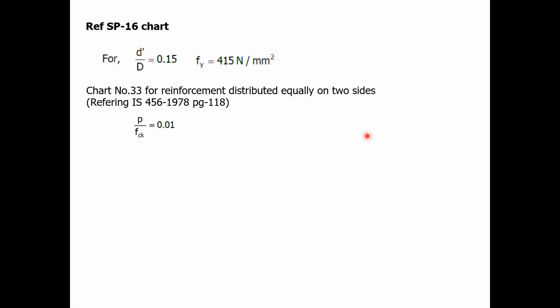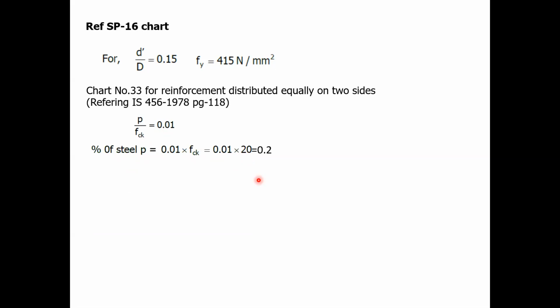Okay, take down. P by FCK is equal to 0.01. So what about P, percentage of steel? How are you going to calculate? FCK value is known, that is 20, right? Take down. Percentage of steel, P is equal to 0.01 into FCK. So 0.01 into 20, we'll get 0.2.